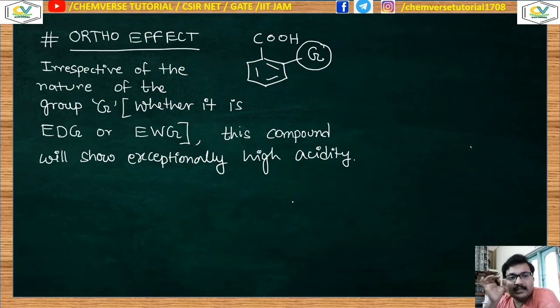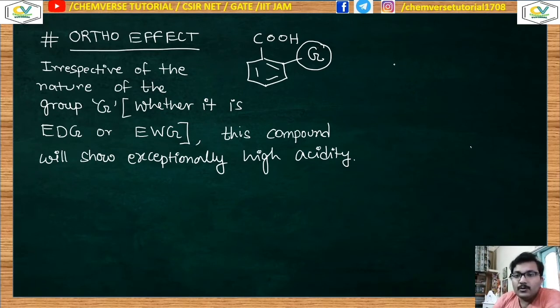Ortho effect means irrespective of the nature of group G, whenever any group G is present at the ortho position, whether it is electron withdrawing or electron donating, it doesn't matter, the compound will show exceptionally high acidity. Now the question is why is this happening?